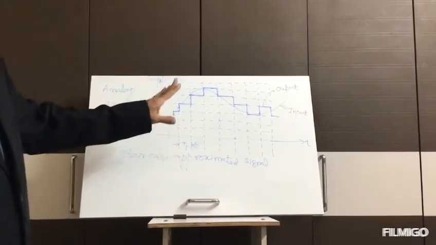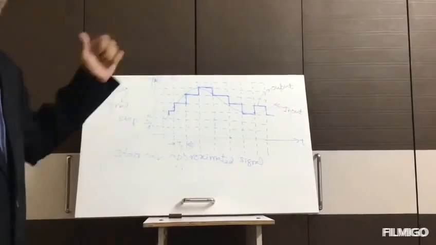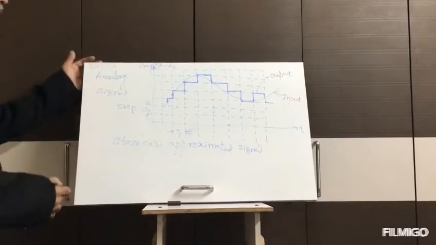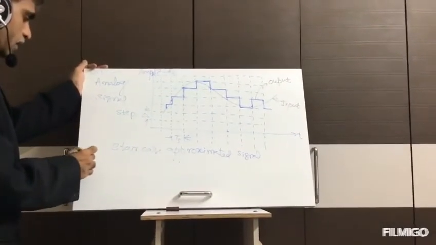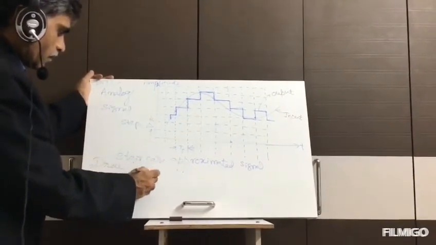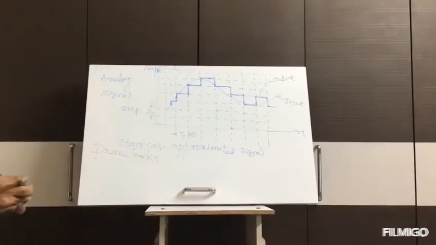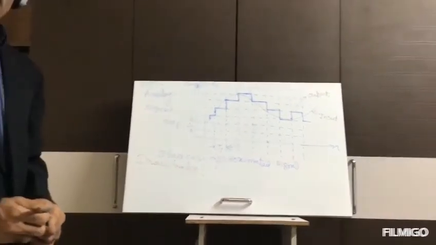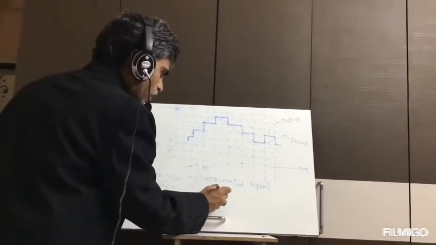But there must not be much deviation between the staircase signal and the continuous signal. That care we must take here. So we can discuss this under the drawbacks of the delta modulator. There are two drawbacks in this delta modulator. The first one is called slope overload distortion.